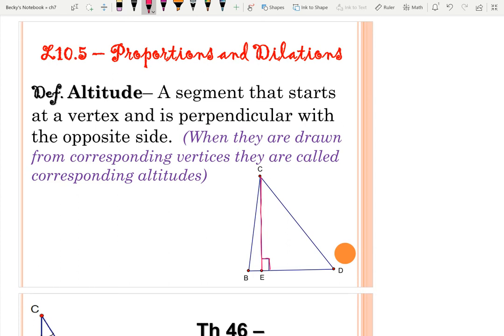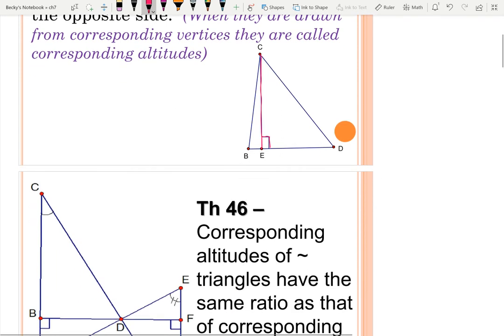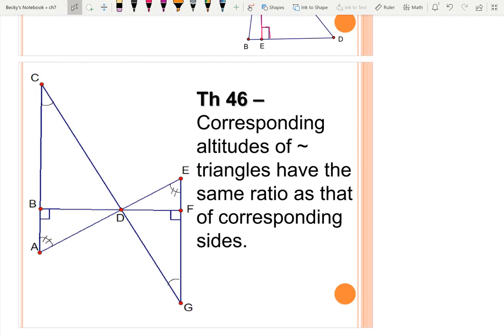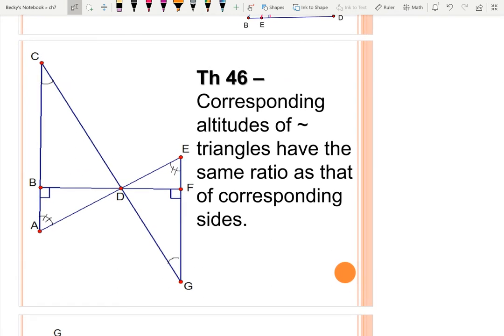So what's going to happen today is we're going to talk more about altitudes. Theorem 46 tells us that when you have corresponding altitudes of similar triangles, then you can make a ratio with that. So why do we need to know that? Whenever you have a picture, it's just one more thing that we can make another ratio to put inside of our proportion.